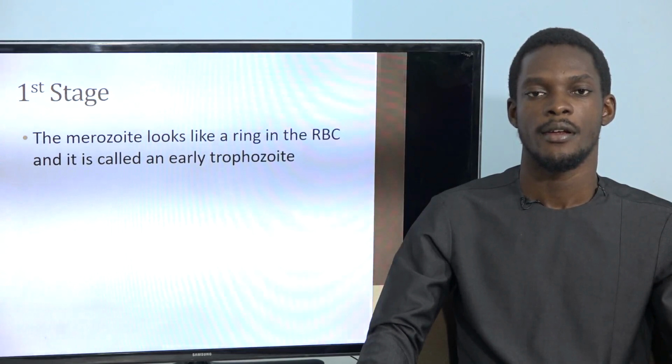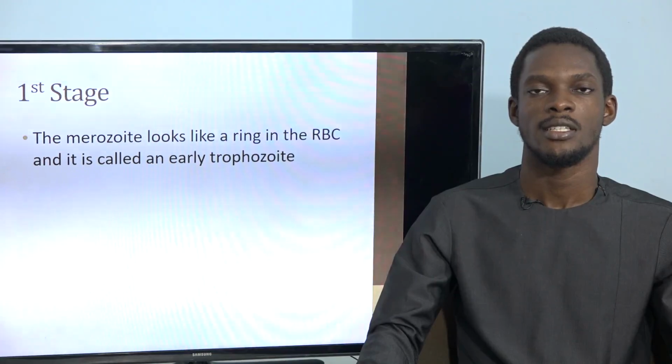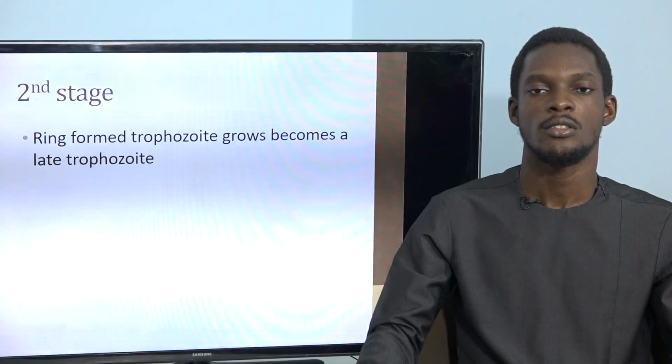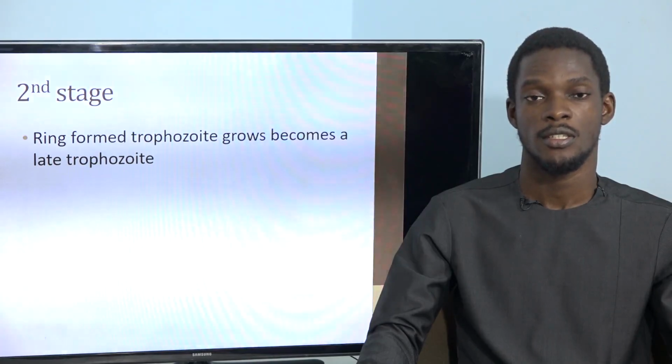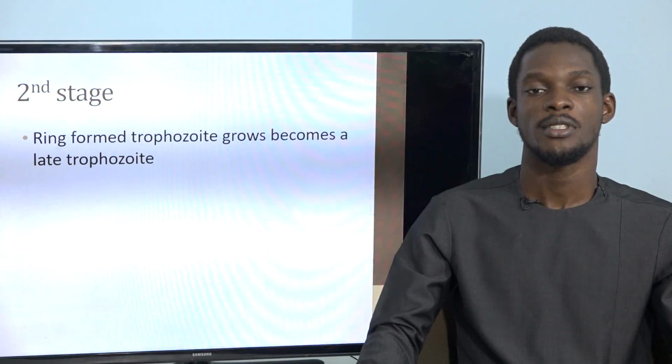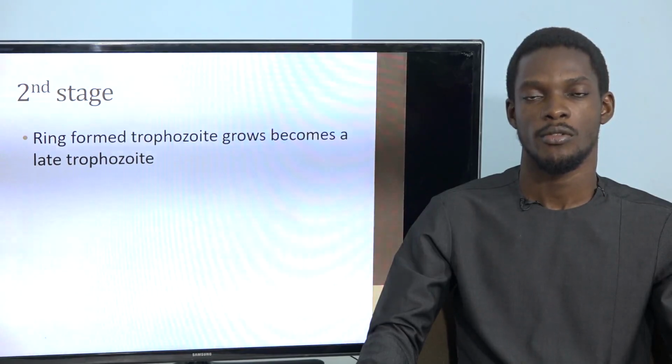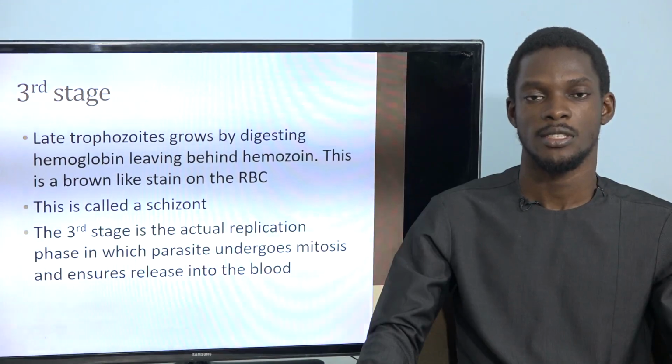Stage 1. Merozoites look like a ring on the red blood cell, and this is called a trophozoite. Stage 2. The trophozoite grows from the ring stage, or ring-formed trophozoite, and becomes a late stage trophozoite. That is for stage 2.